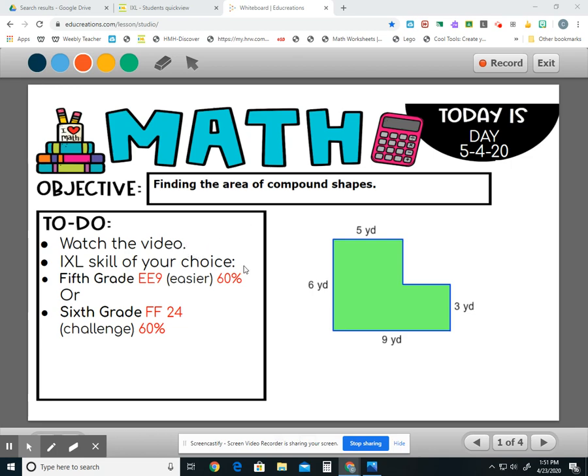This is your choice. You can do the 5th grade EE9 skill, which is easier, and get up to 60%. Or if you really feel like you got this and it's pretty easy for you, you can do the 6th grade FF24 up to 60%. It's a little more challenging. So I'm giving you a choice.